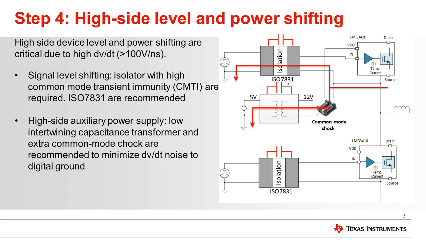While selecting the digital isolator, the common mode transient immunity, or CMTI, rating needs to be higher than the device slew rate. Here, TI's ISO7831 with minimum CMTI of 100 kV per microsecond is recommended to pair with our LMG3410 device family. For high-side auxiliary power supply, if a transformer isolated power supply is used, the interwinding capacitance needs to be low. And also, an extra common mode choke is recommended to minimize the dV/dt noise to digital ground.